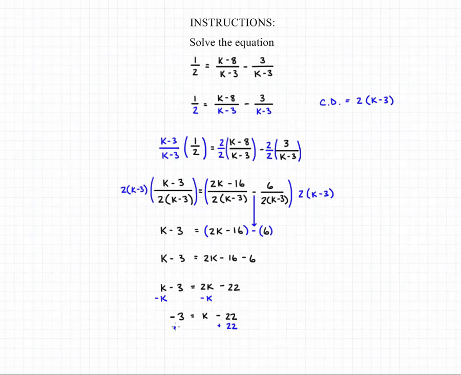And now if we add 22 to both sides of the equation, we will get our final answer, which is k is equal to 19.